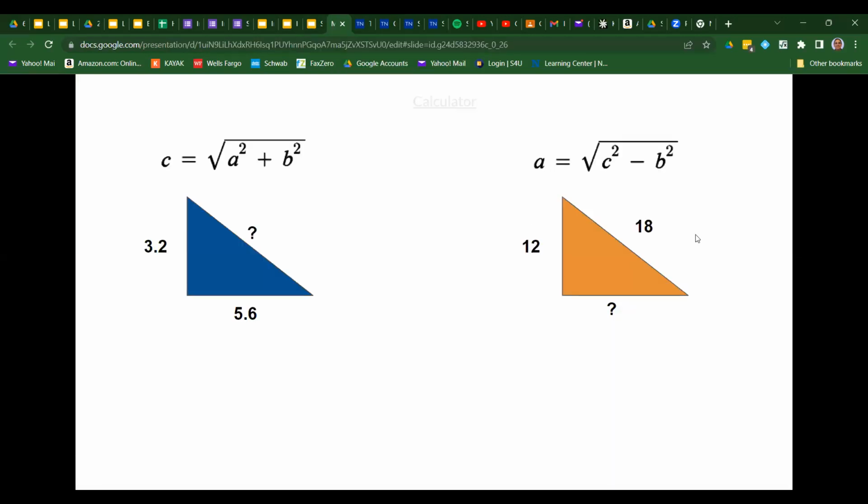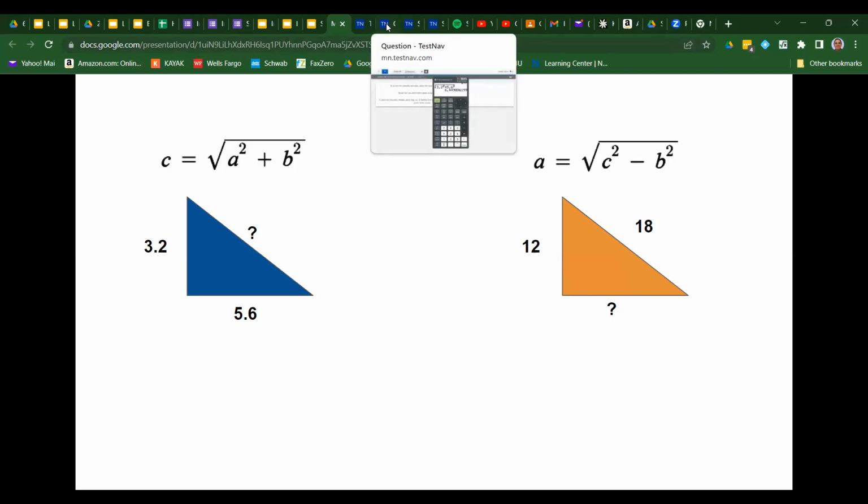Okay, let's take a look at our other example here. We know that one short side, one leg is 12. Our hypotenuse is 18, and we're trying to find the other short side. So I want to use this formula. A is equal to the square root of c squared minus b squared. Let me grab the calculator again. Our numbers are 12 and 18.